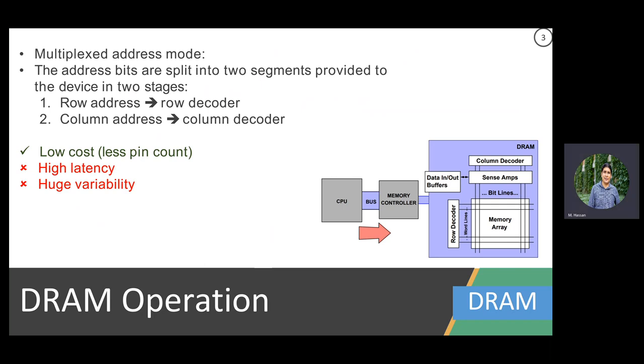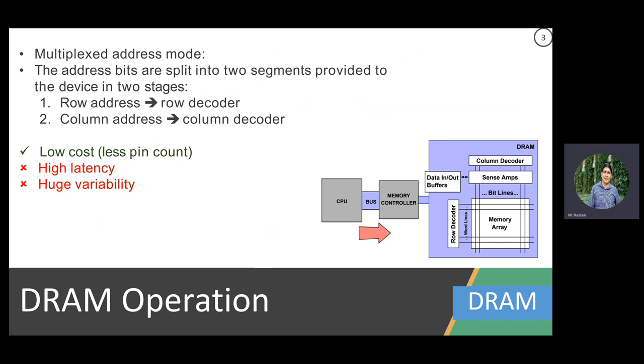DRAM operates in what we call a multiplexed address path. You don't really send your full address to the DRAM. What you do is you first send what we call the row address and then the column address. As you can see from here, a DRAM is composed of an array of cells. It's like a matrix of cells. This matrix is composed of rows and columns. We have what we call a row decoder and a column decoder.